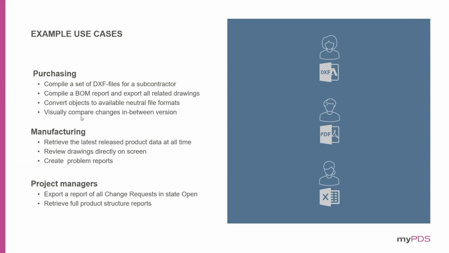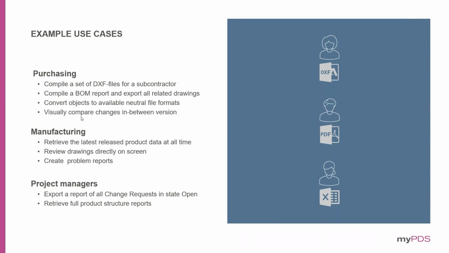So maybe there's a file that you need that actually isn't created. So we have an IGES file, but the customer is asking for a STEP file. Well, I can go in and find that particular file and send it back to the publisher and have it now recreate me a STEP file or whichever other format I need. I have a PDF file, but they need a DXF file. I can go through and do that as well. So I can actually send information to the publisher from myPDS search. And then visually compare changes within different versions.